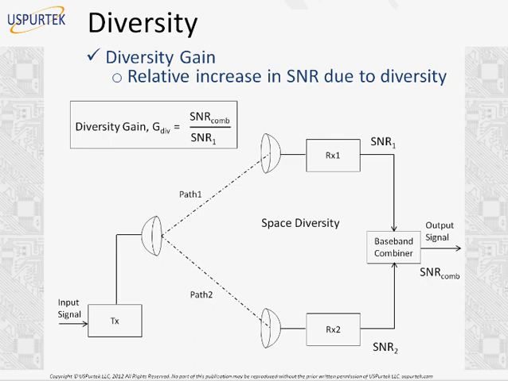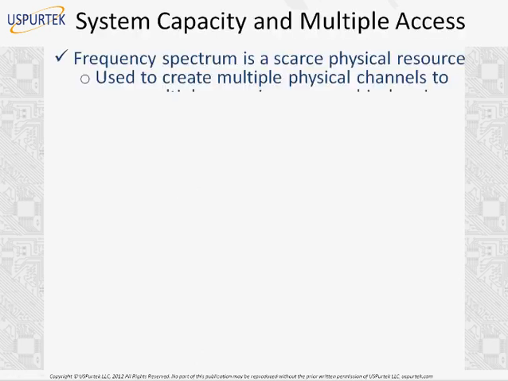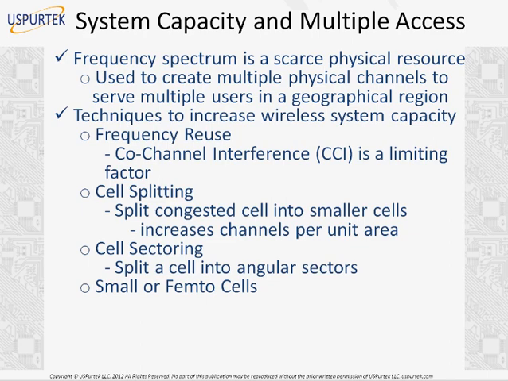The ratio of signal to noise ratio, the relative increase in SNR that you achieve due to any diversity scheme. I have given the example of space diversity, but this formula applies to any diversity scheme. You simply see what is the increase, what is the benefit for me to have a diversity scheme.